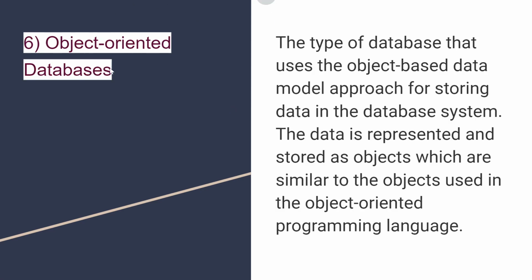And next is object oriented database. So it's similar to the OOPS concept as you have read in OOPS. It is a type of database that uses the object based data model approach for storing data in the database system. The data is represented and stored as objects here, which are similar to the objects used in object oriented programming languages, as I told you in the OOPS concept.